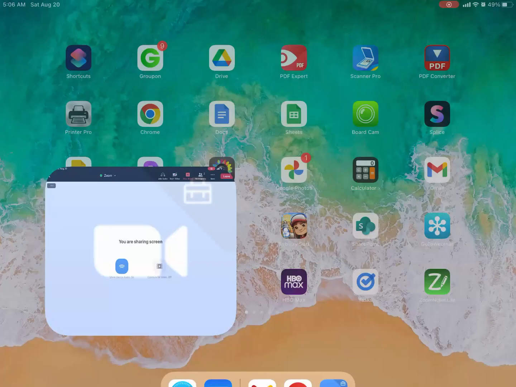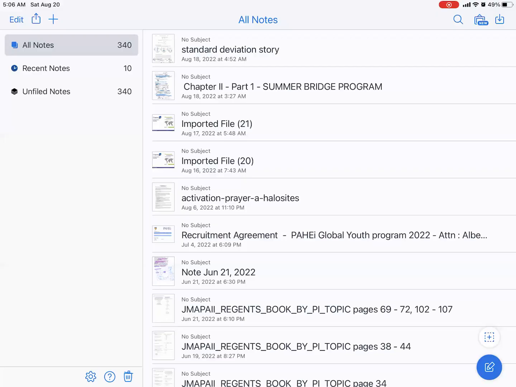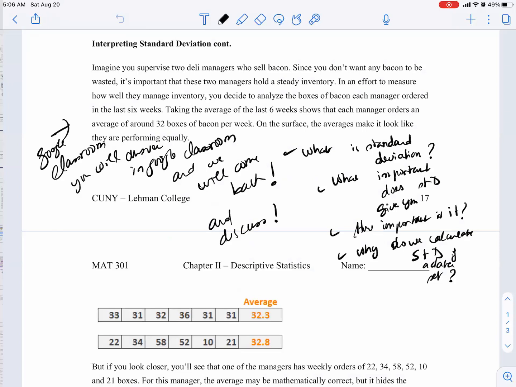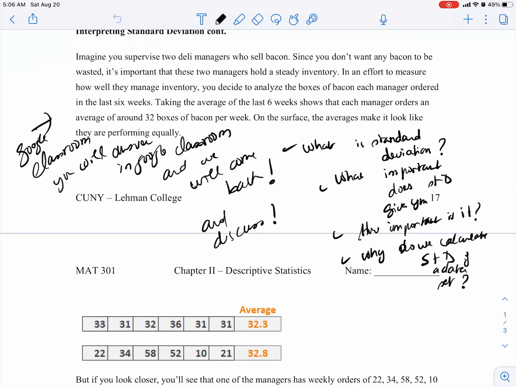And let me go into the notes from last night. So this is one of the assignments I gave you, the standard deviation story, where I had you read this story and answer these questions. What is standard deviation? How important is the standard deviation? What key factors does the standard deviation give you? Why do we calculate the standard deviation of a data set?